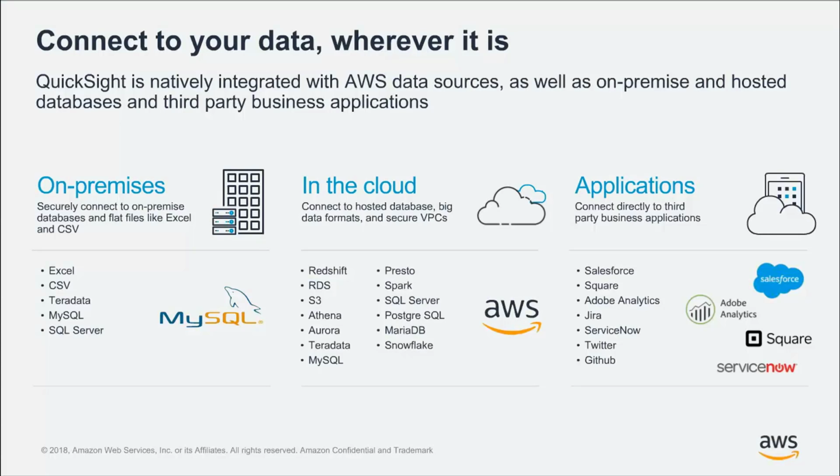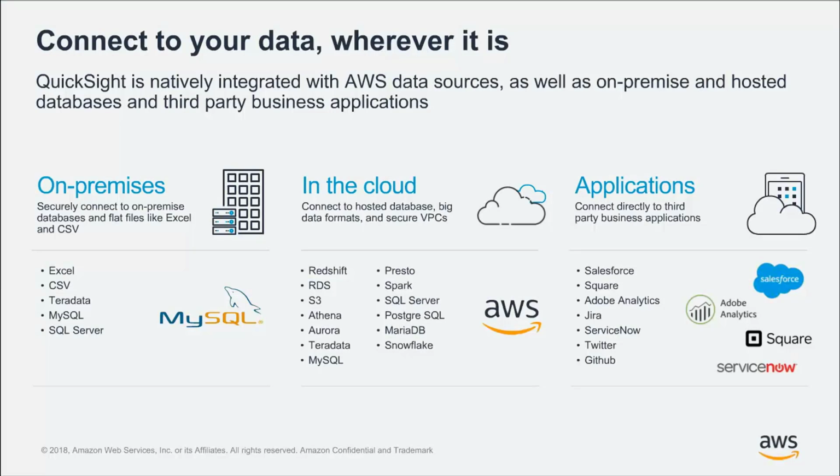So if you're just getting started on your cloud journey and you haven't necessarily migrated all of your data into AWS, you can still get started with QuickSight and use that as a BI front end to that data, even if it still lives on premise, while getting all the cloud benefits, the scalability, the usage-based pricing, and all the other benefits of QuickSight, even if the data is still on premise.